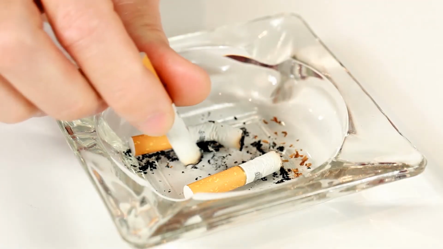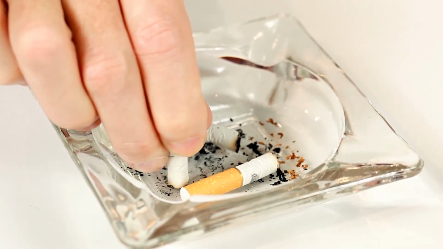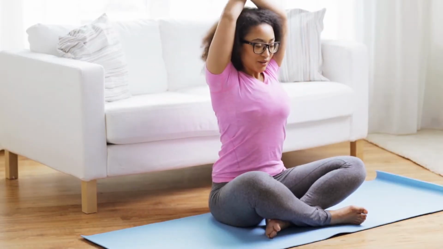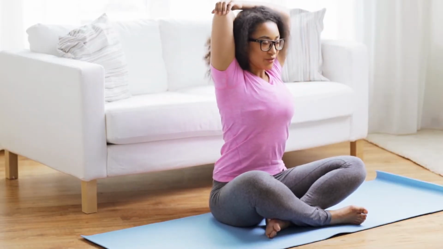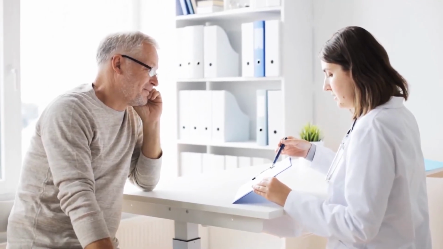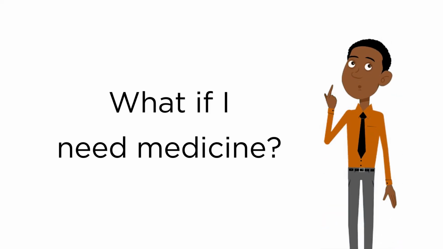Stop smoking. One year after stopping smoking can cut your heart disease risk by 50%. Manage your stress. Use stress management such as yoga or meditation. Check in with your healthcare provider on a regular basis. Take your medications as prescribed. What if I need medicine?